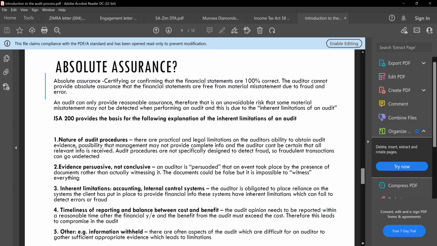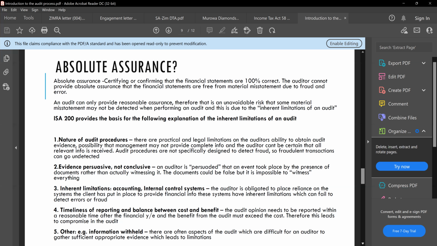Audit procedures are not specifically designed to detect fraud, so fraudulent transactions can go undetected. So due to the nature of audit procedures, the auditor can't confirm 100% that the financial statements are free from material misstatement due to fraud or error. The auditor can only provide reasonable assurance because of the nature of the audit procedures.